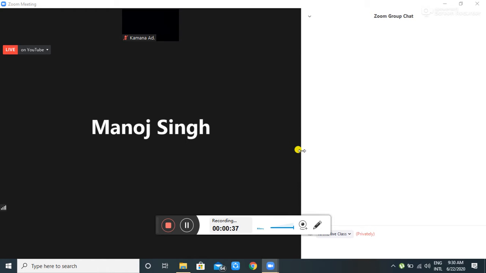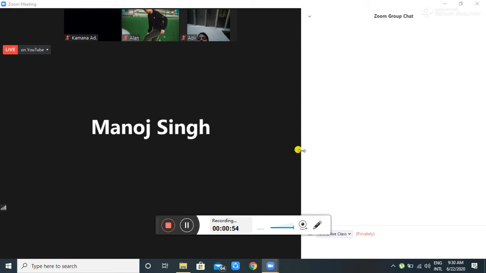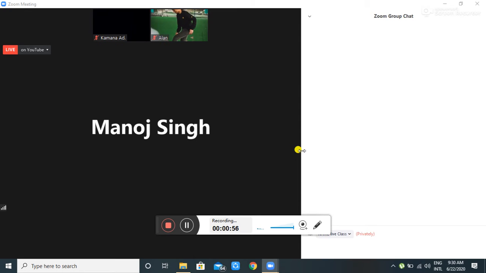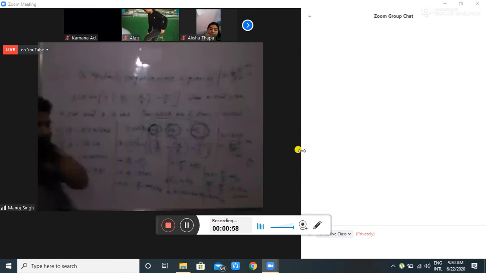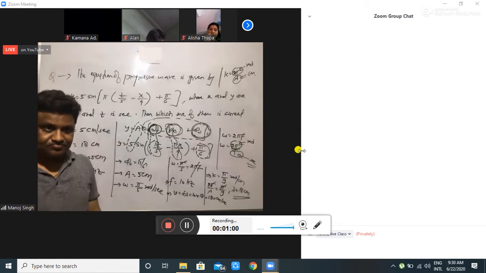You know, how to find out the velocity of the wave here? V is equal to F into lambda. The value of frequency is equal to 10, and lambda is equal to 18. So V is equal to 180 centimeter per second.